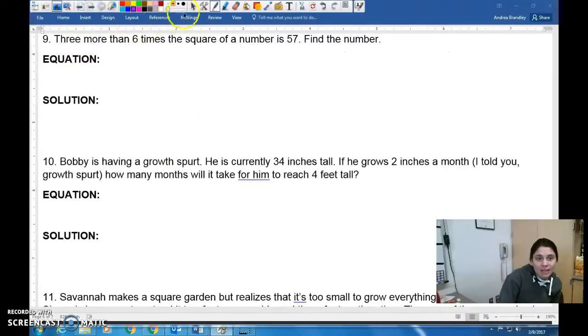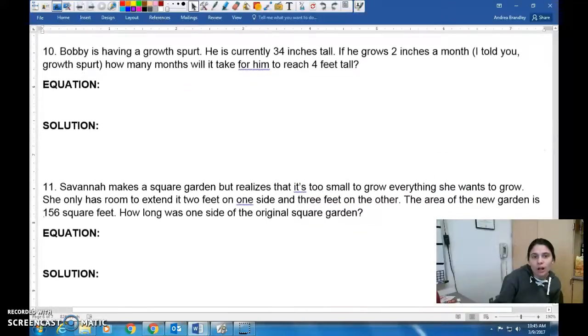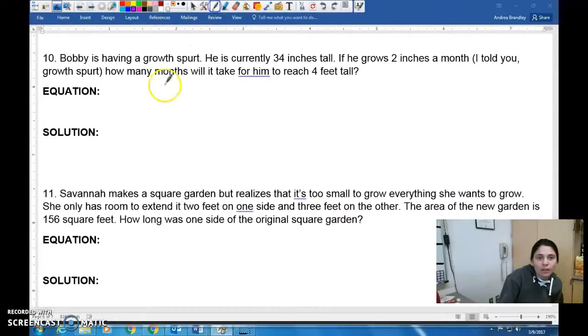Number 10 is about Bobby, who's having a serious growth spurt. He's currently 34 inches tall. And this is saying if he grows 2 inches a month, how many months will it take? I don't know how many months, that's my variable, for him to reach 4 feet tall.